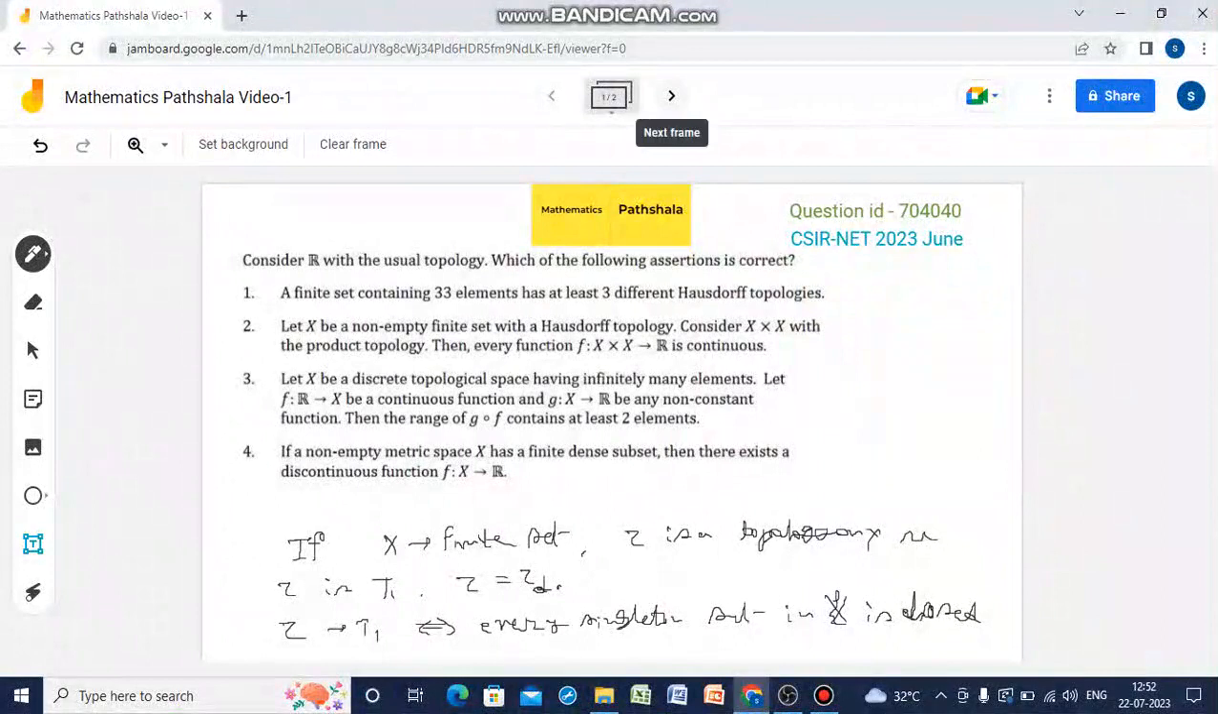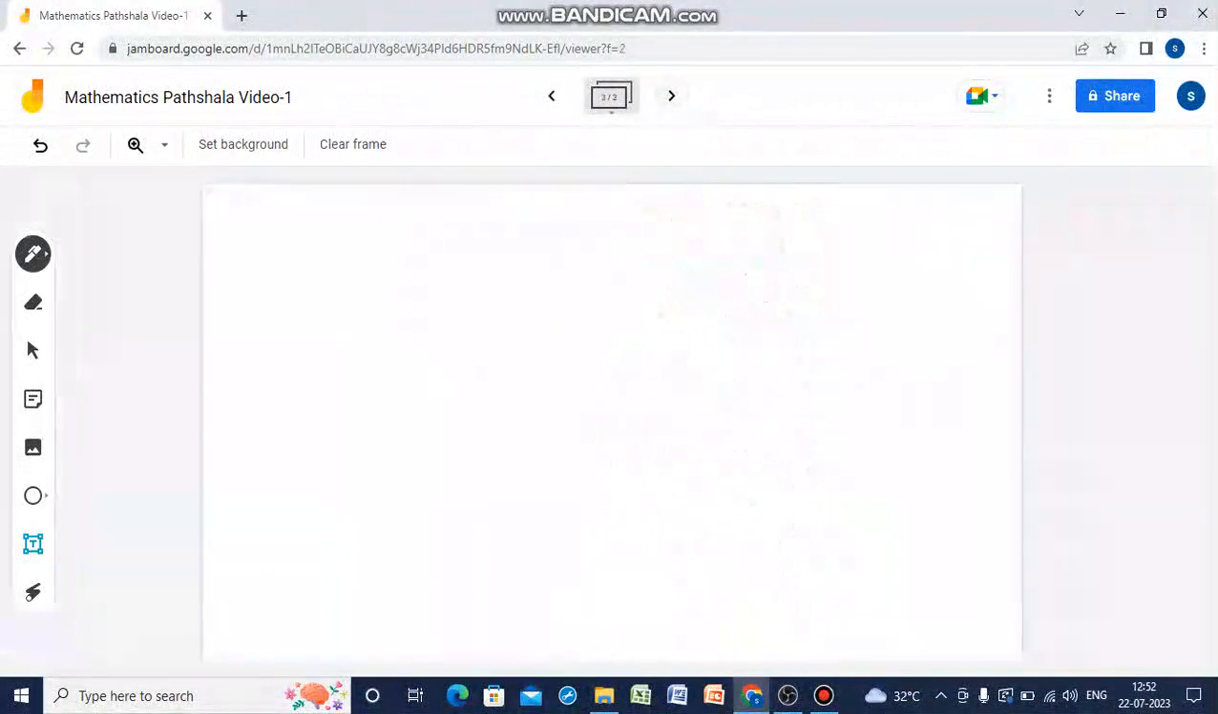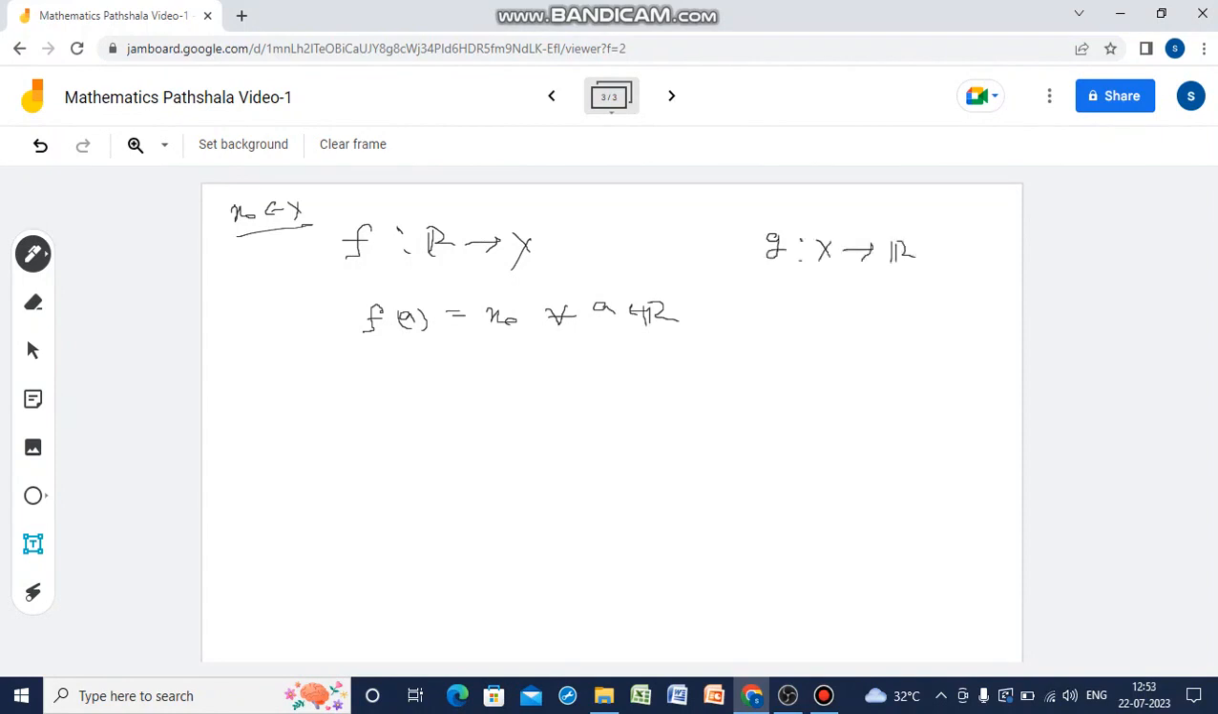So it is very easy to see that this option may not be true, because if we define a function f from R to X, take any x0 belonging to X, arbitrary but fixed, then define f(a) equal to x0 for all a belonging to R. That means f is a constant function. And define g from X to R by g(x) equal to, say, 0 for all x not equal to x0 and equal to 1 if x equal to x0. Now clearly g is non-constant.